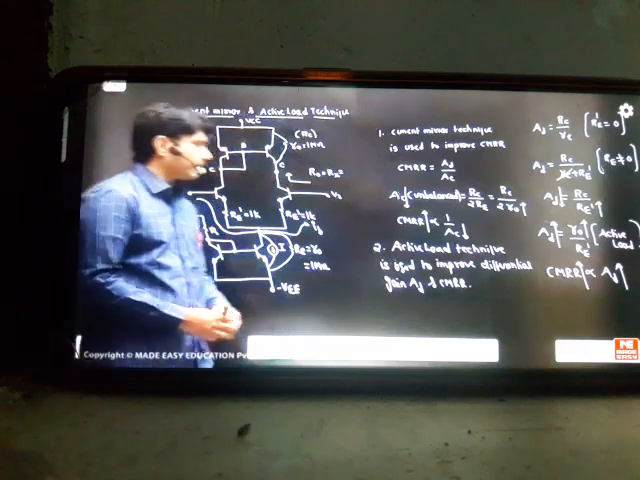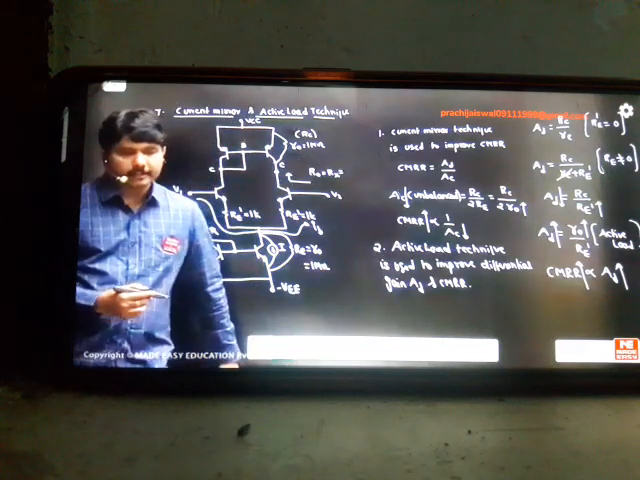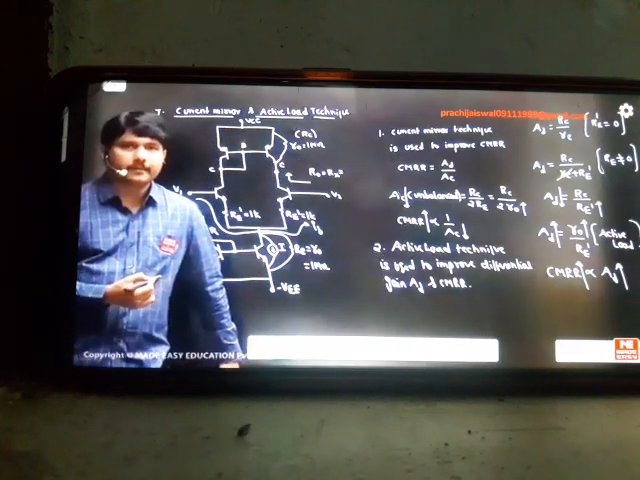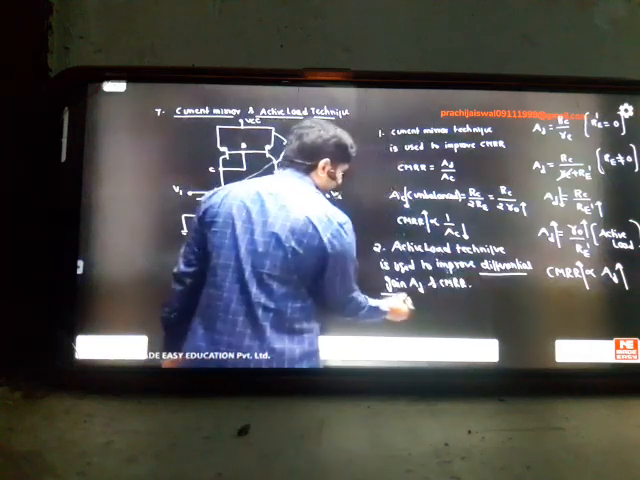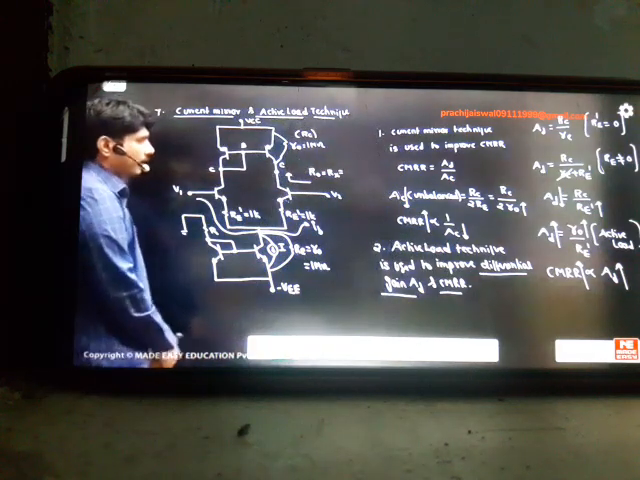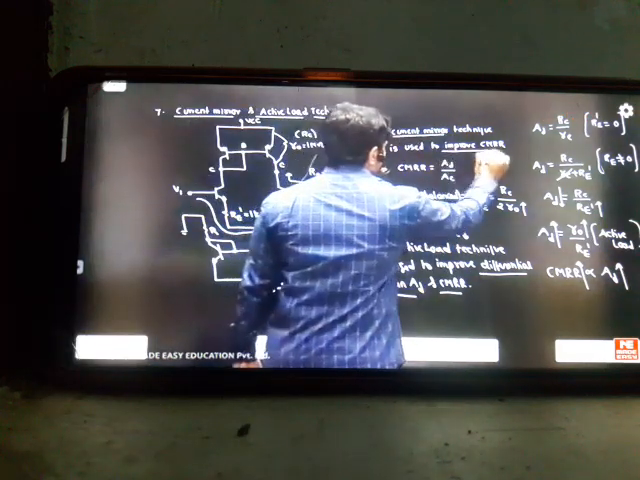This is an explanation for why I am stating this in class. In exams they will ask why we use active loads in differential amplifiers, so you have to underline these points: to increase the differential gain and CMRR, we do this. And why use the current mirror concept? To improve the CMRR.